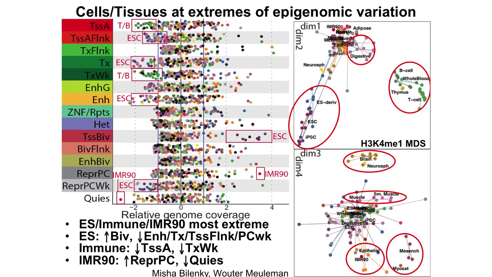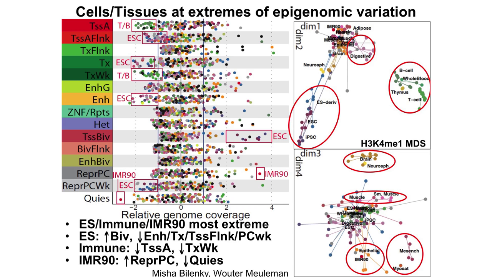You can also start looking at the representation of different chromatin states across different cell types. You can see here that embryonic stem cells have a very strong enrichment of these bivalent chromatin states, which, again, you would have expected. But you also see that T cells and B cells are sort of depleted for transcription start site, this promoter-associated state, and this weakly transcribed state. And you see also that IMR90, which was previously used as a control for a non-pluripotent cell, is in fact three standard deviations away from the mean when it comes to the amount of polycomb repressed state that it has, and again, three deviations away from the mean for the amount of quiescent state that it has. So again, this allows us to now pick representative tissues in the context of all of these other tissues that we're learning.